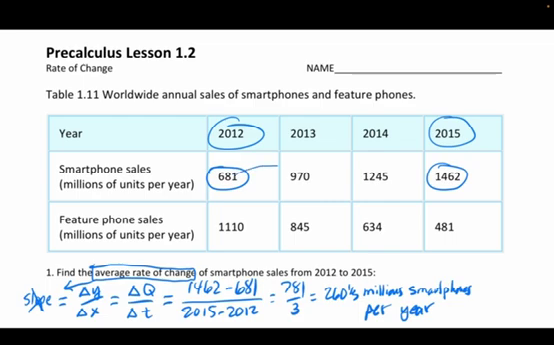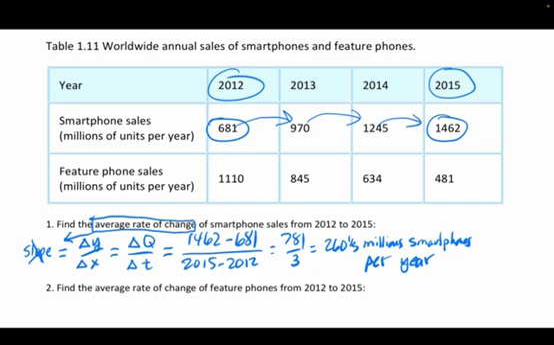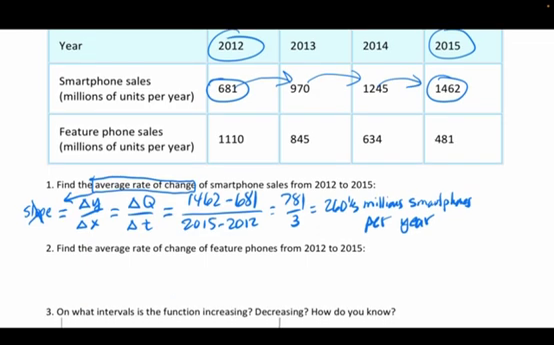Now, of course, it doesn't go up exactly 260 1/3 every time. That's the average of the three increases. The average of the three increases is 260 1/3 million. That's how you calculate average rate of change. It's really just the slope calculation from an algebra class, except it's done from a table.